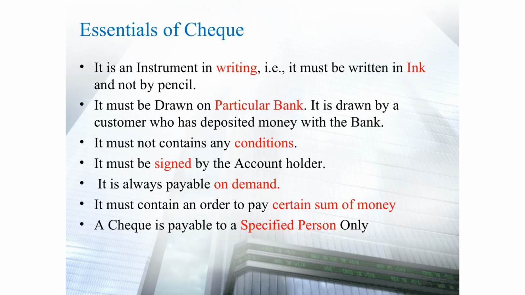Now we know the essentials of a cheque. It is an instrument in writing. It must be drawn on a particular bank. It must not contain any condition. It must be signed by an account holder. It is also payable on demand. It must contain an order to pay a certain sum of money. A cheque is payable to a specific person only. This is the main essentials of a cheque. You must write every point side by side in your copy.